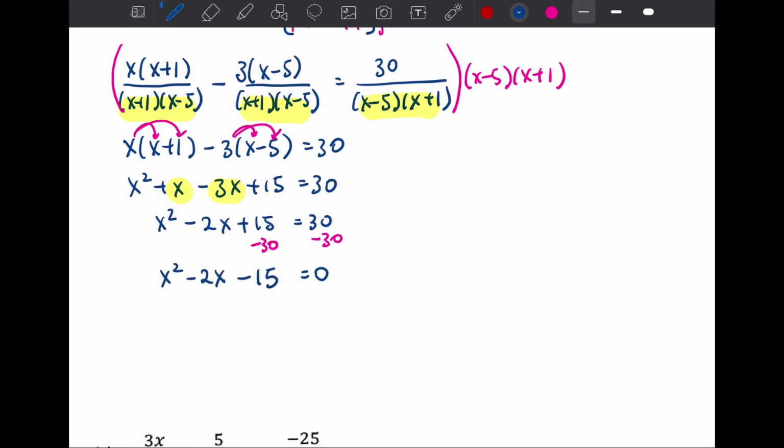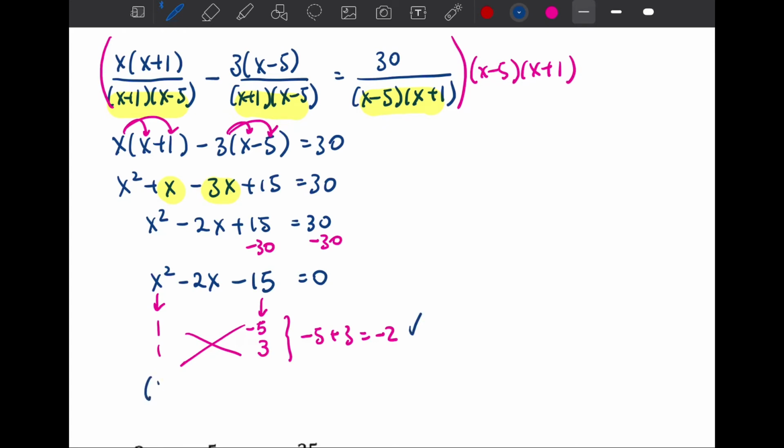When you're solving for that variable, you want to make sure that everything is on one side and it equals 0. Now let's factor this once more. 1 by 1, 5, 3. We cross multiply, the bigger one being more negative. So it looks like we have negative 5 plus 3, which is negative 2. This is good. So we have x minus 5 times x plus 3 equal to 0. This means x equals 5 and x equals negative 3.